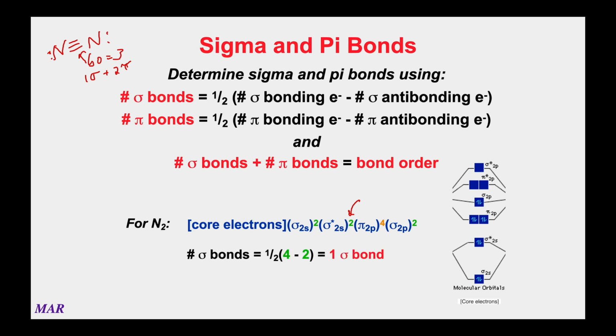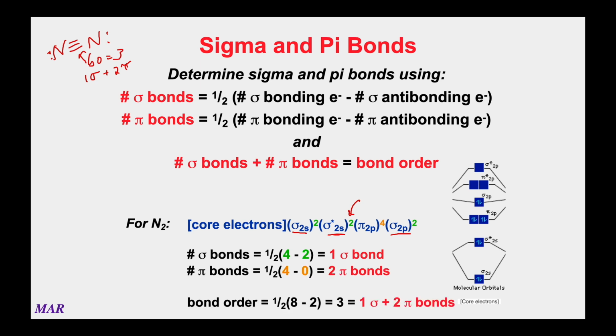So if you want to figure out the number of sigma bonds, 1/2 (bonding minus antibonding), but just the sigma, all right? And in this molecule, these are bonding sigmas, these are bonding sigmas, so there's 4 bonding sigmas. We'll subtract the 2 anti-bonding sigmas: 1/2 (4 minus 2), 1 sigma bond. We're going to do the same kind of thing for pi bonds. 1/2 (bonding pi minus anti-bonding pi). There are no anti-bonding pi's. Those would be the ones up there, and those are empty for this diagram. So 1/2 (4 minus 0), bonding minus anti-bonding, 2 pi bonds.